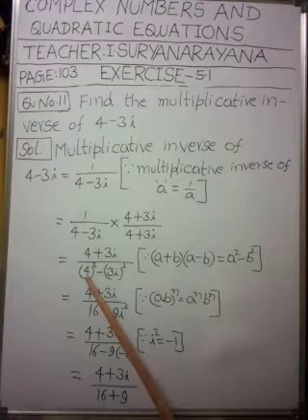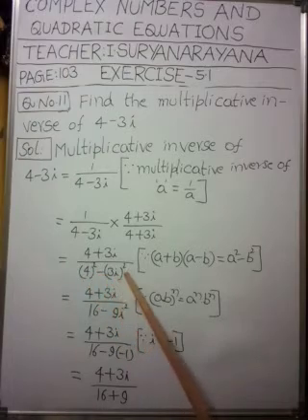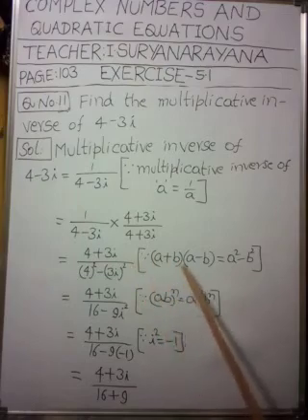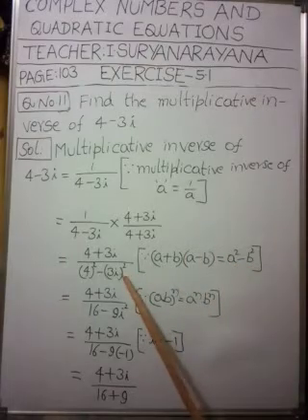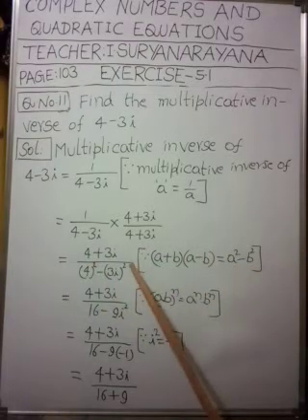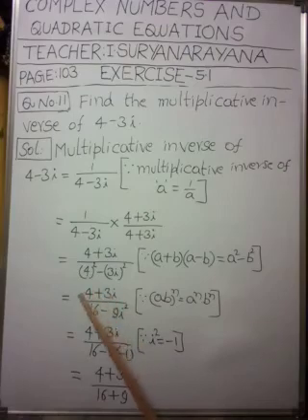Then what will you get here? 4 square minus 3i whole square. Understood this denominator, my children? By applying this algebraic identity, a plus b into a minus b is equal to a square minus b square, we got the denominator. Understood this step, my children? Right. Now come to the next step.